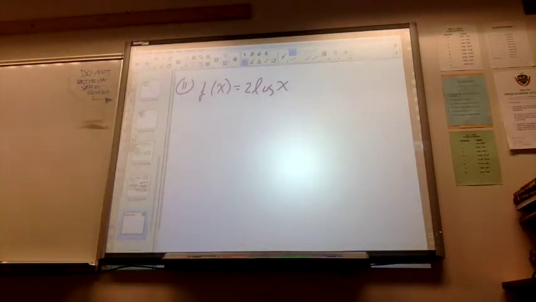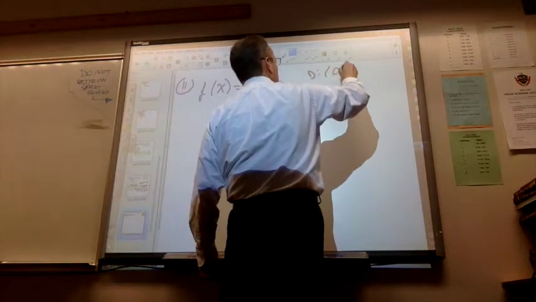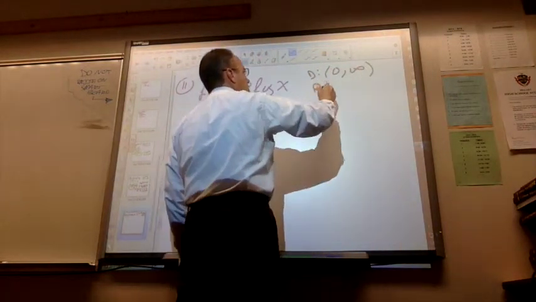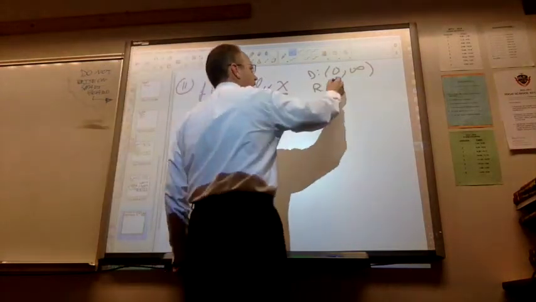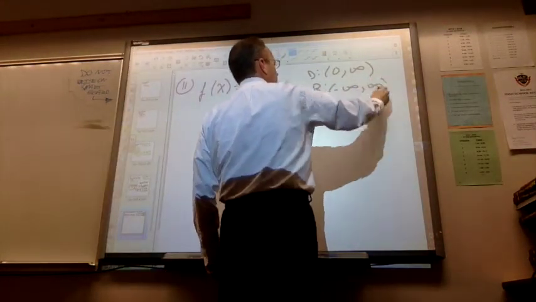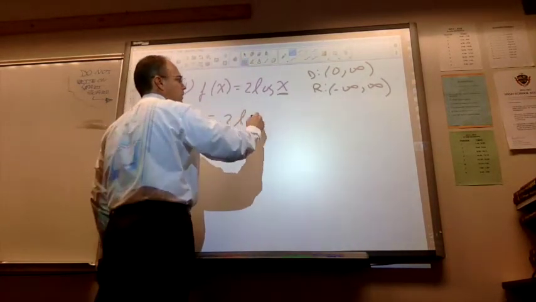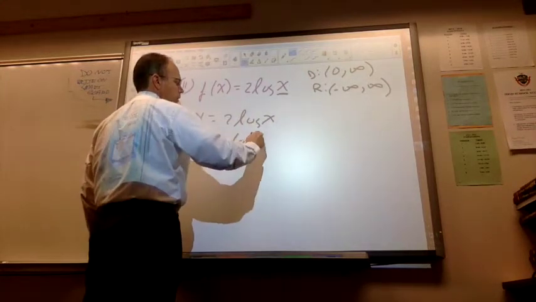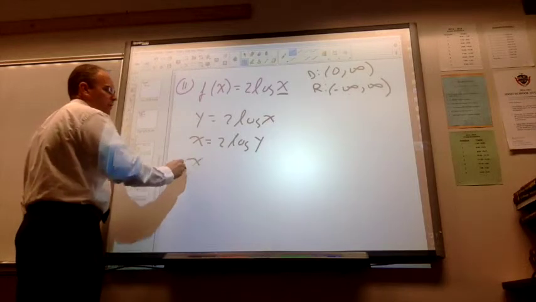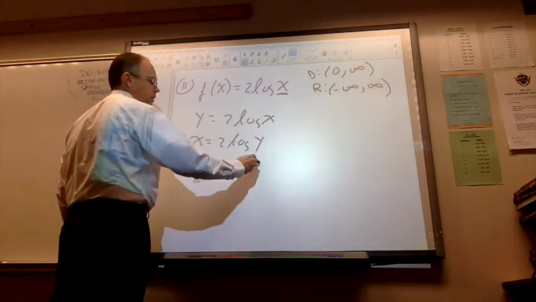Okay? Can I do the log of 0? No. Can I do the log of a negative? No. My domain is going to go from 0 to infinity. My range, if this value here is a decimal between 0 and 1, I get a negative value, so I get negative infinity to infinity for a range. Flip-flop, or take it out of functional notation. Flip-flop x and y. And solve it. So this comes x over 2. Is that okay? Can I do that?